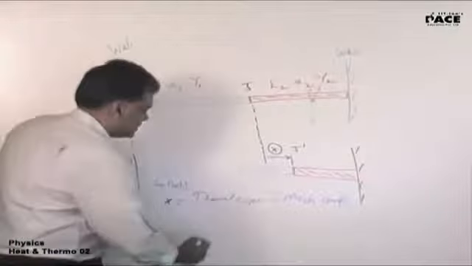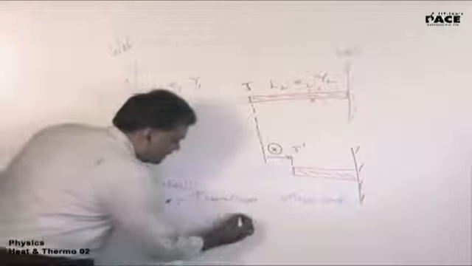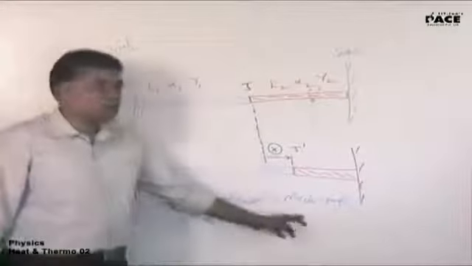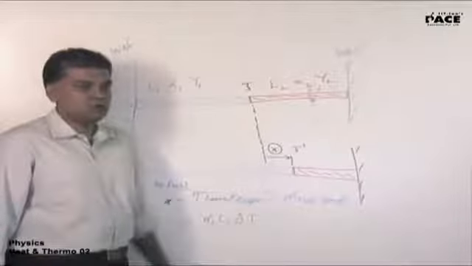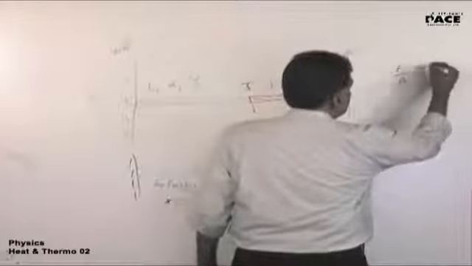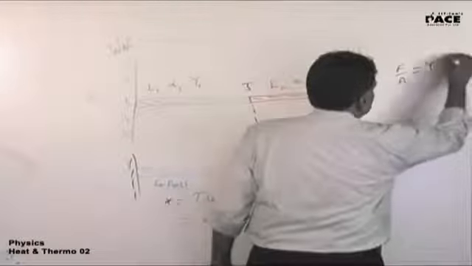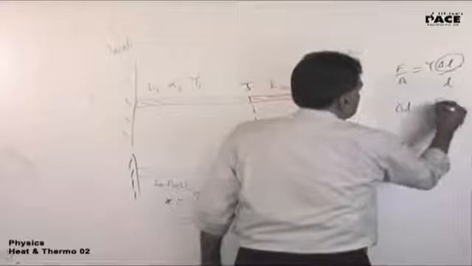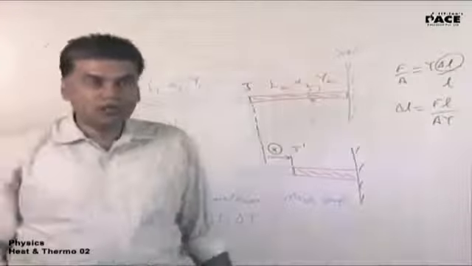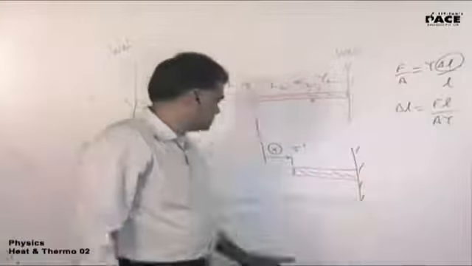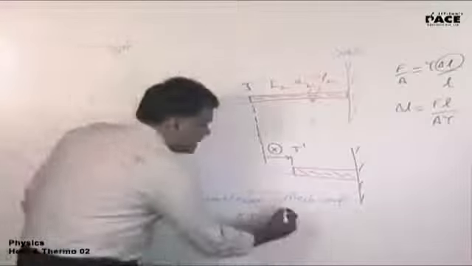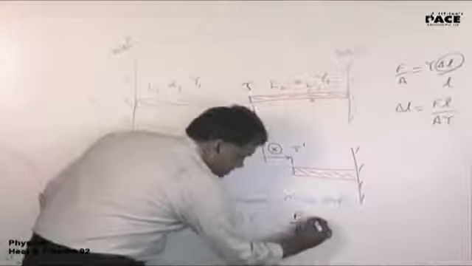Delta L equals alpha 1 L1 delta T. Can I say that? And what is mechanical compression equal to? From the formula, F by A equals Y delta L by L. What is delta L? Delta L equals FL by AY. Can I say that? So how should I say it here? What should I write? Dictate. F by A Y alpha delta T.